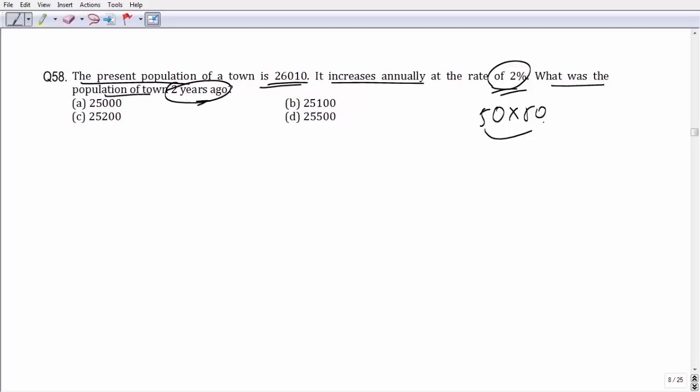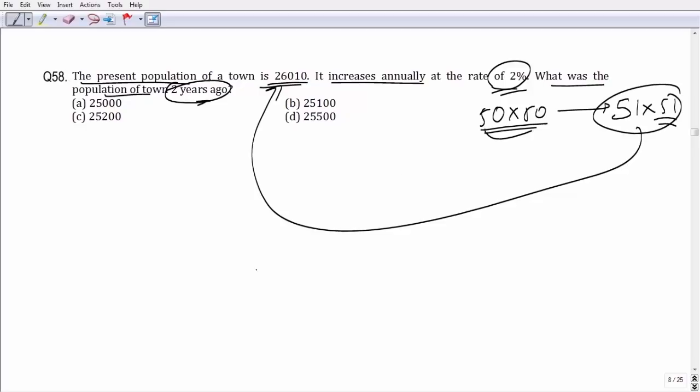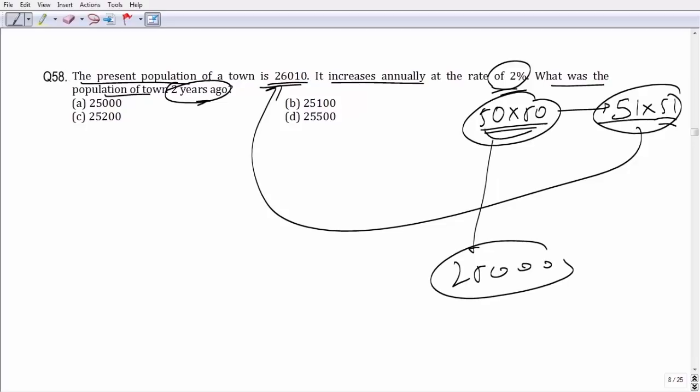So with that view, we know that a value of 50 into 50 will change into a value of 51 into 51 after 2 years. So this being the absolute value of 26,010, we can say that the value of 50 into 50 would be 25,000, because we know that the square of 51 is 2,601. And with this, option number A becomes your answer.